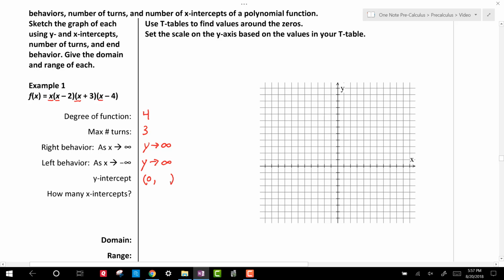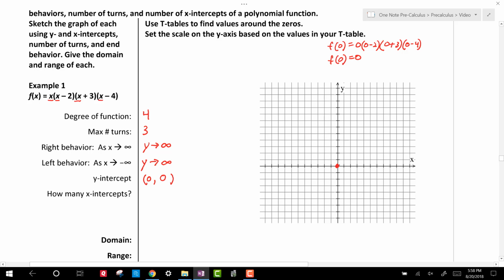Let's find our y-intercept. So I'm going to do some scribbling up here. f of 0 equals 0 times (0 minus 2)(0 plus 3)(0 minus 4). If you look at these, 0 minus 4 is negative 4, that's positive 3, that's negative 2, and that's 0. So really what I'm doing is multiplying negative 4 times 3, which would be negative 12, negative 12 times negative 2, which would be positive 24, and positive 24 times 0, which is 0. So f of 0 equals 0. Check it out, there's my y-intercept.